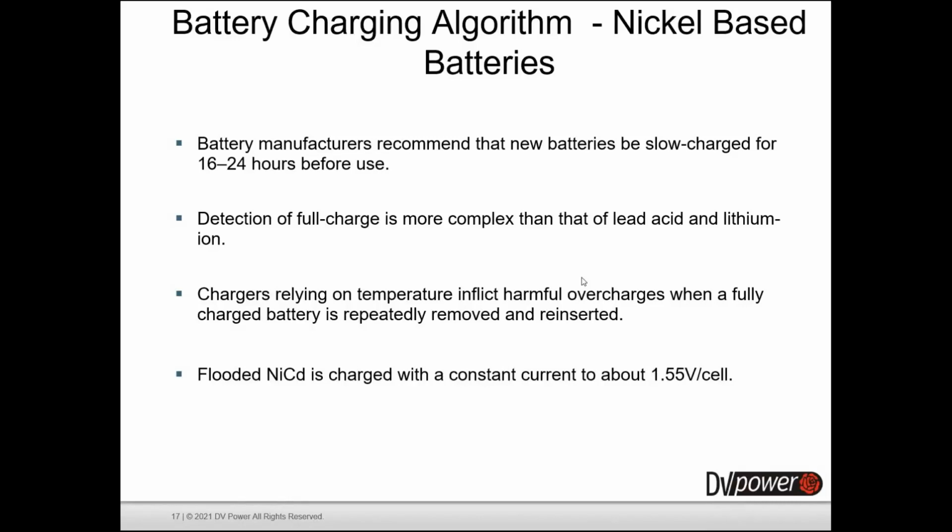Full charge detection of a sealed nickel-based battery is more complex than that of lead-acid and lithium-ion, and low-cost chargers often use temperature sensing to end the fast charge, but this is inaccurate because the core of a cell is several degrees warmer than the skin where the temperature is measured. And the delay that occurs causes overcharge. Charger manufacturers use 50 degrees Celsius as a temperature cutoff.